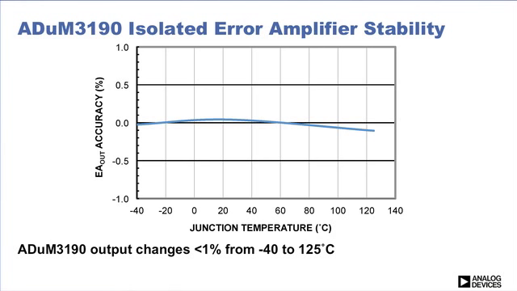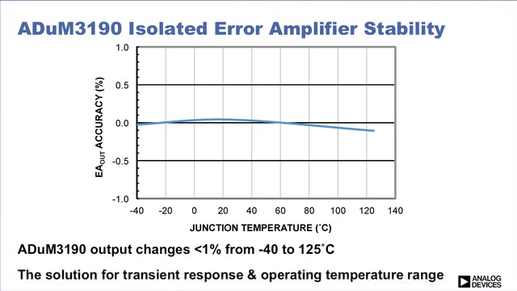Unlike optocoupler solutions, which have an uncertain current transfer ratio, the isolated error amplifier has a transfer function that does not change over lifetime and is stable over temperature. The isolated error amplifier will become the solution of choice for power supply designers who want to improve transient response and operating temperature range.